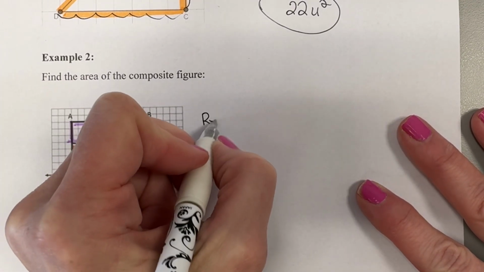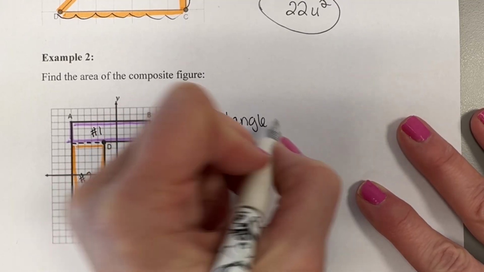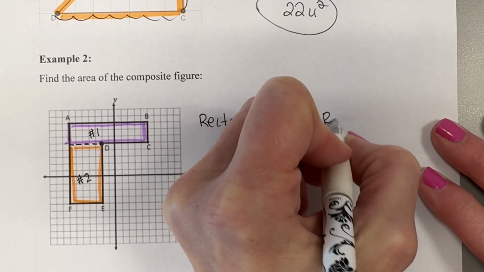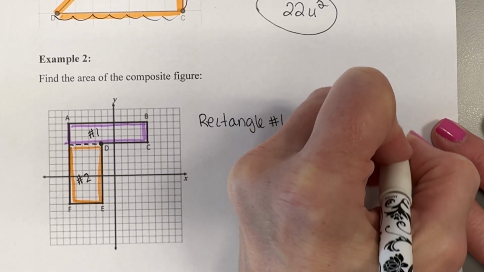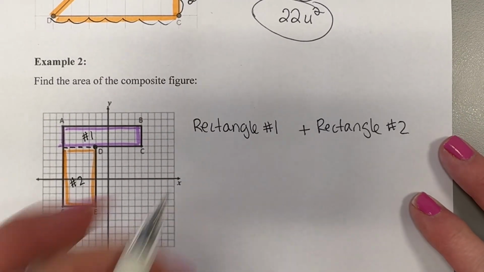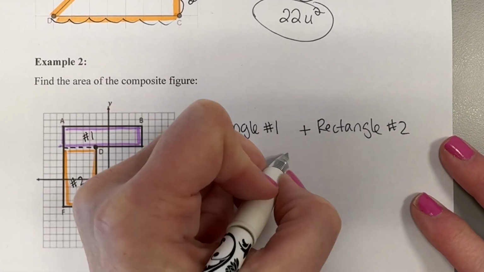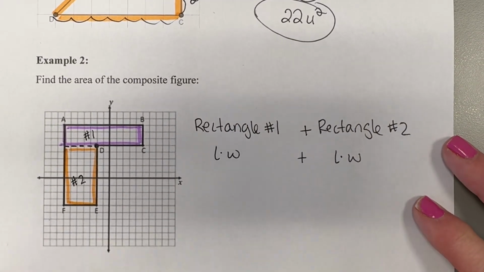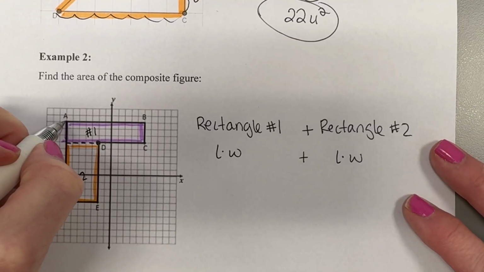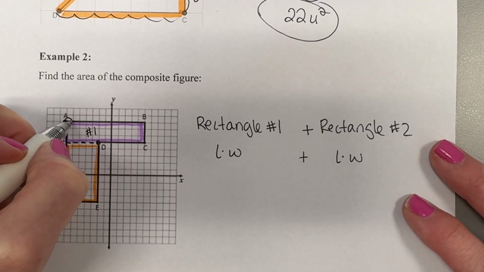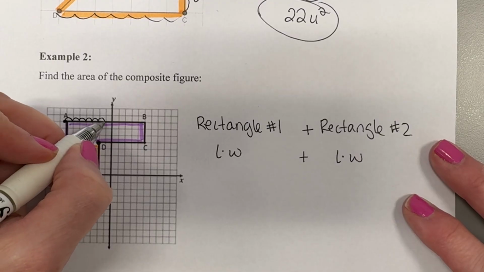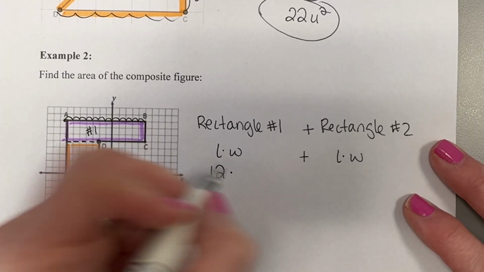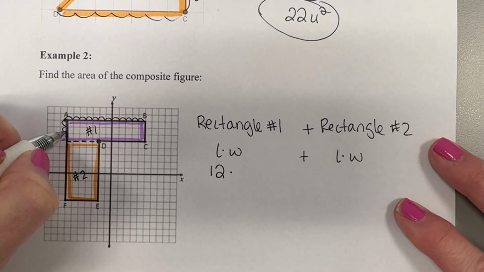Okay, so rectangle number 1, that area is going to get added to rectangle number 2. Both areas are length times width plus length times width. And now we just have to count. So for the first rectangle, my length, these squares are really small, so be careful starting at A. 1, 2, 3, 4, 5, 6, 7, 8, 9, 10, 11, 12. The width, 1, 2, 3.